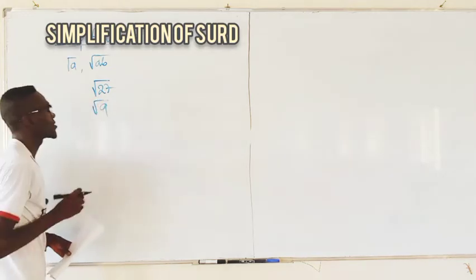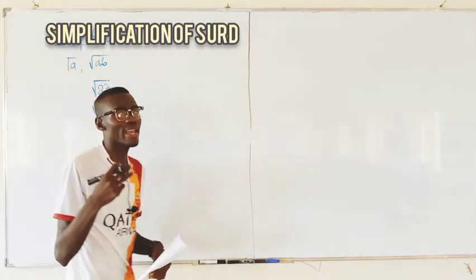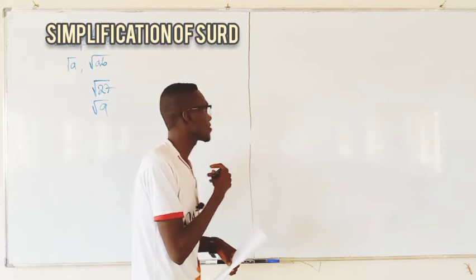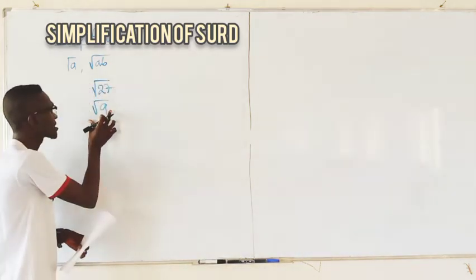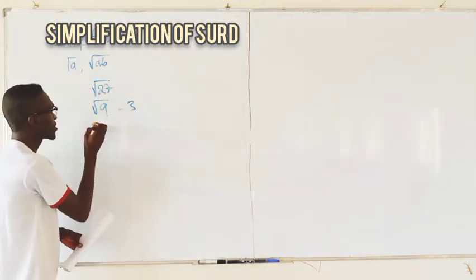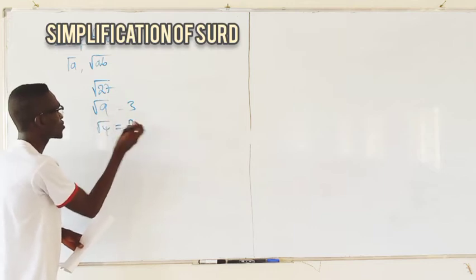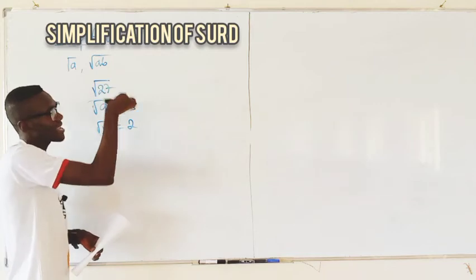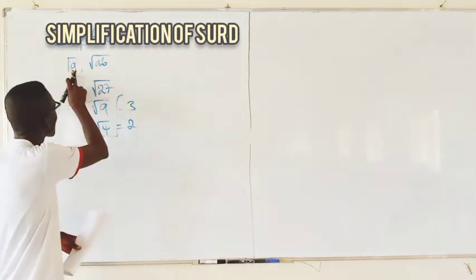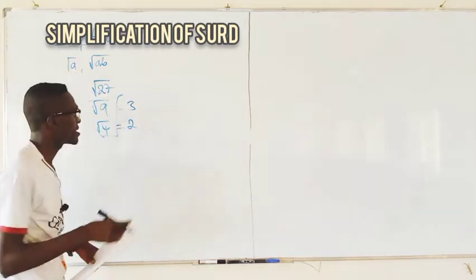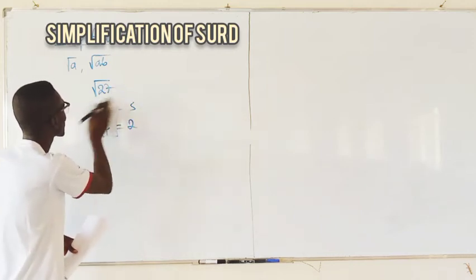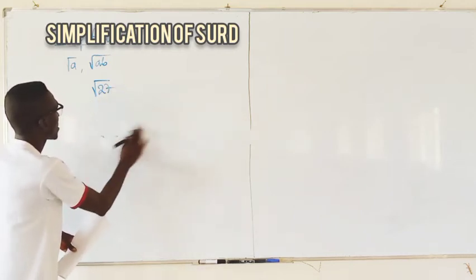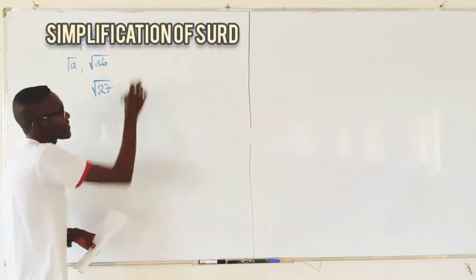Sorry, I forgot to tell you something. Square root of a perfect square is not a sort. What I mean is, square root of 9 is equal to 3. Square root of 4 is equal to 2. So all these ones are not sort. But when I have something that still has this expression, square root of a, that makes it a sort. So for instance, this very one, square root of 27 now. How do we simplify? Like I said, simplification of sort.